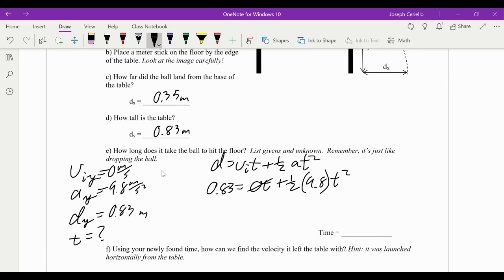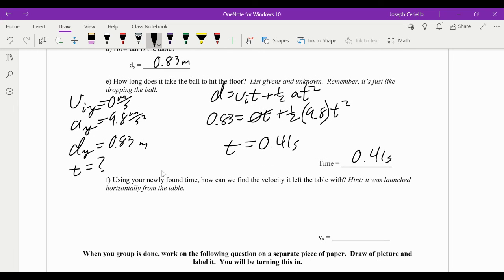I don't even know what this came out to be. Let me do the math real quick. So we're going to end up having 0.83 divided by 4.9, and we still have to take the square root of that. So the square root of 0.17. I believe the time came out to be 0.41 seconds.